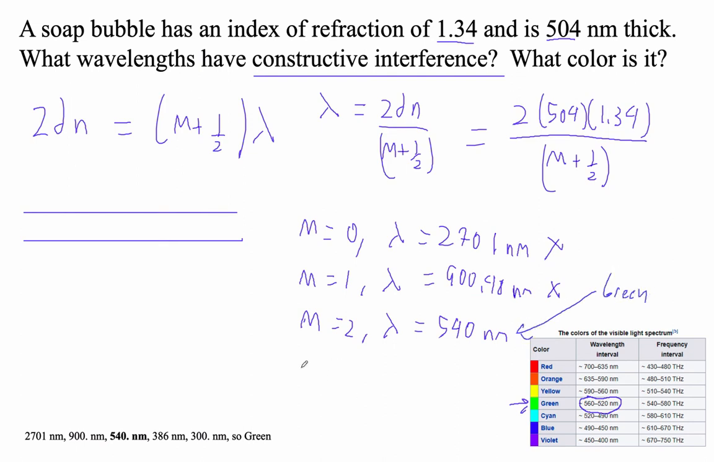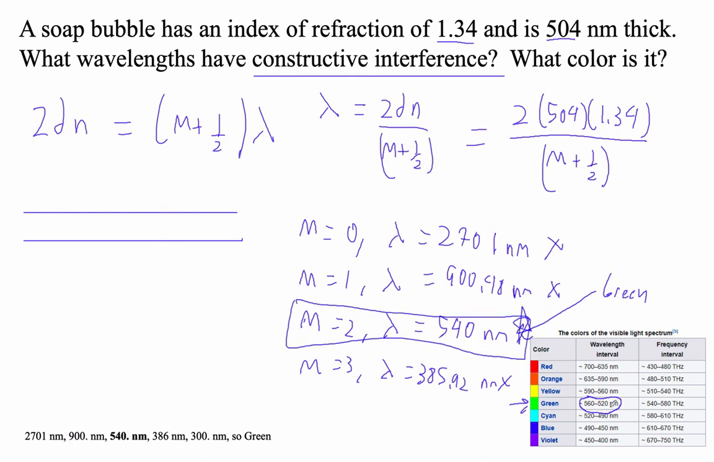But let's make m equal 3. Is that a visible wavelength? Let's try it, because it might be a mixture of 2 different colors, and then that gets beyond my pay grade. I'm getting lambda is 385.92. Notice that that's shorter than 400, so I don't think we would be able to detect that with our eyes. Some insects can see ultraviolet, I think. So that's not a color. This guy is a color. It's going to be 540 nanometers. It's going to be green.